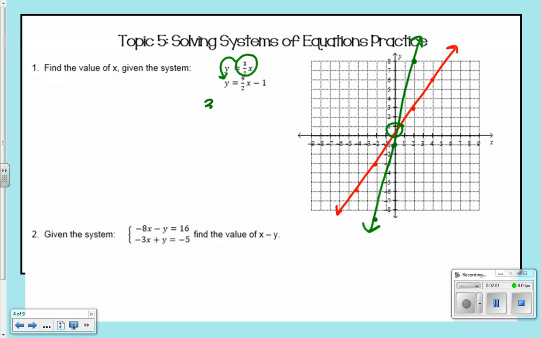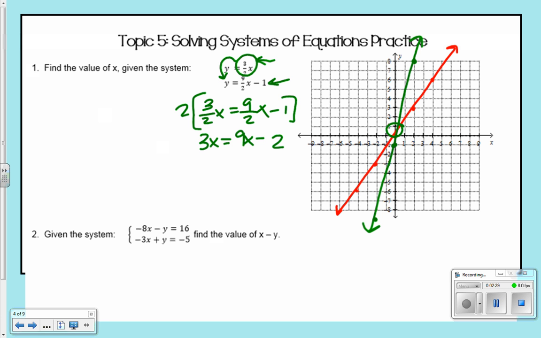So I've got 3 halves x equals 9 halves x minus 1. If they're both equal to y, this is y and this is y, then those should be the same thing, right? So now, to solve this, I'm going to start by multiplying the whole thing by 2, just so I get rid of those fractions. So I've got 3x equals 9x minus 2. You don't have to do it that way. You could solve this without it, but I just thought that might help me.